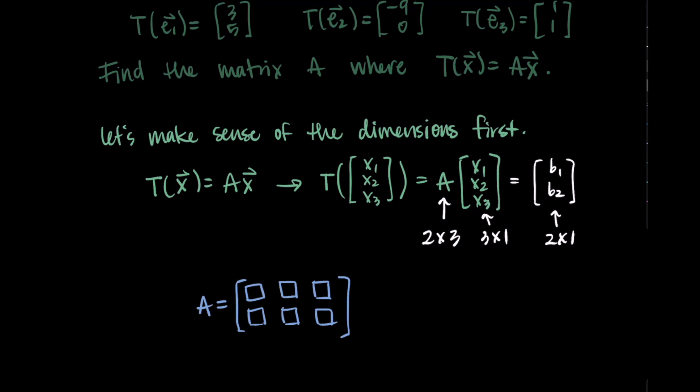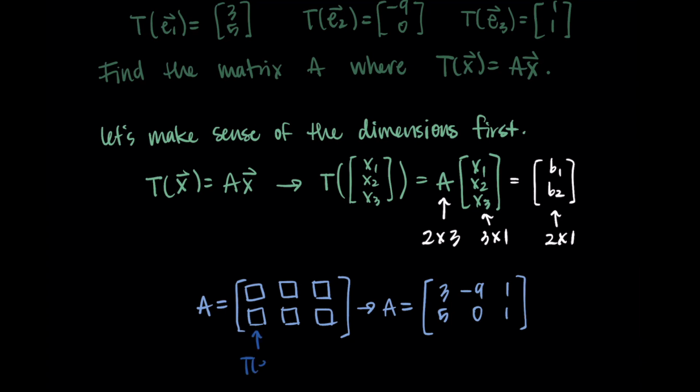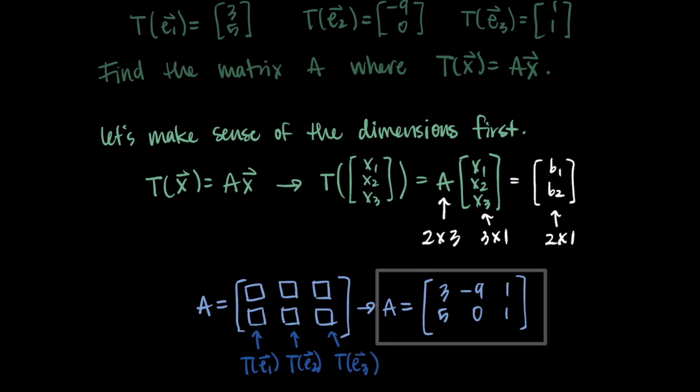What we talked about before is that the columns of A can be found by looking at what T does to the basis vectors. So T of the first basis vector, E1, should be our first column, T of the second basis vector is the second column, and T of the third basis vector is the third column. So it's as simple as taking the vectors we were given and making them into the columns. The first column is 3, 5, the second column is -9, 0, and the third column is 1, 1. And there we go. That's our matrix A that represents this transformation.